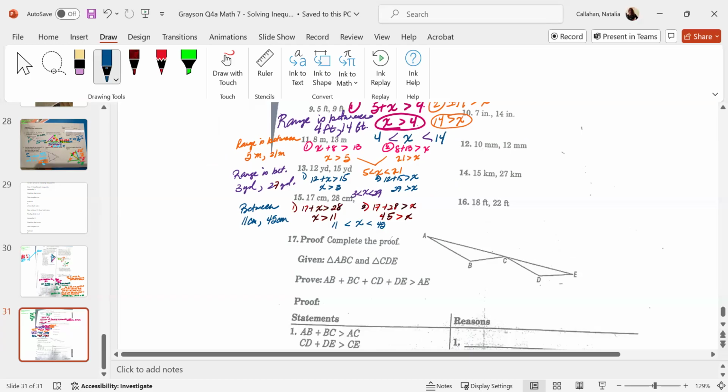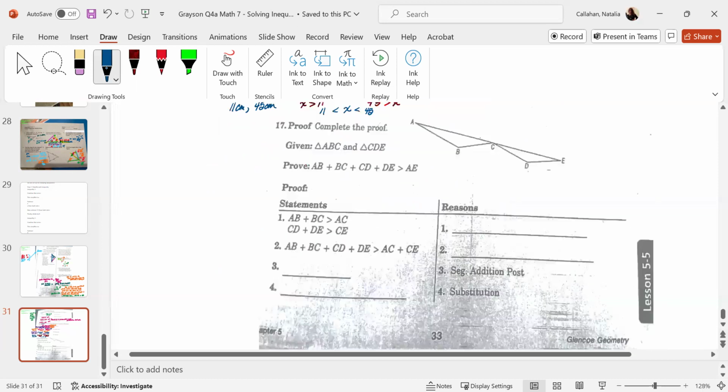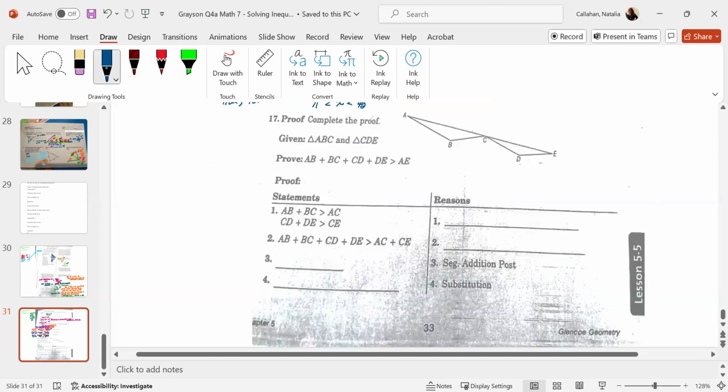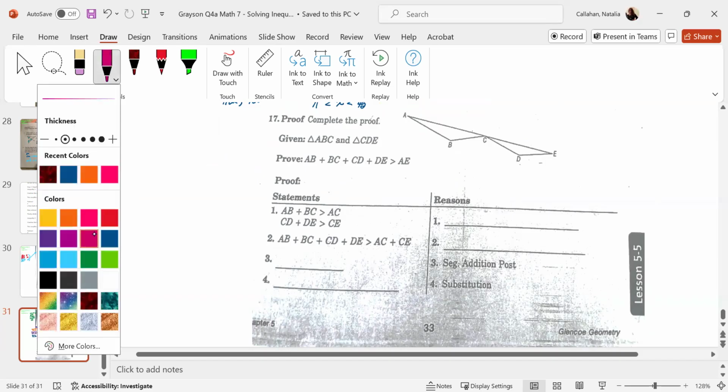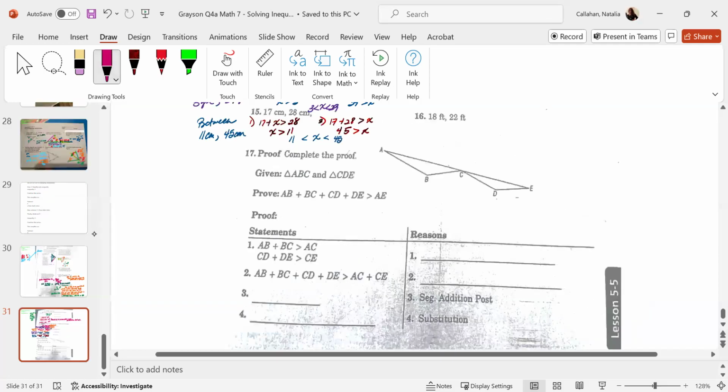Okay. Done. Okay, 17. Read. Proof. Given triangle ABC and triangle CDE, prove AB plus BC plus CD plus DE is greater than AE. So given you have these two triangles, take your highlighter: AB plus BC plus CD plus DE is greater than AE.